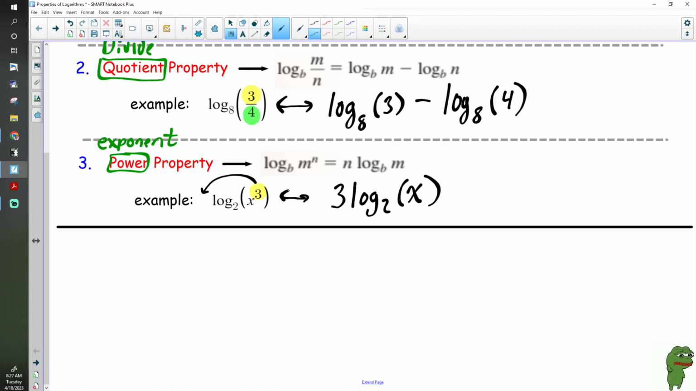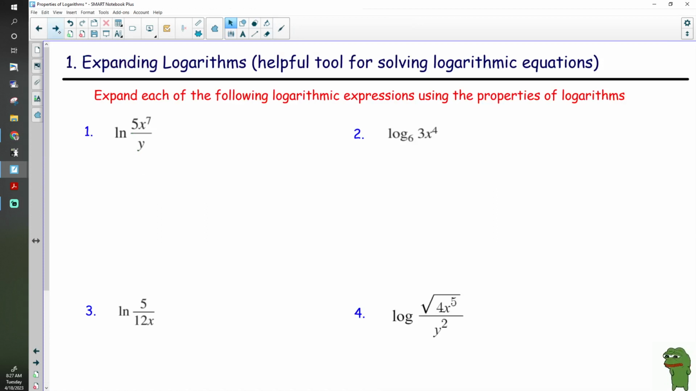So we're going to practice the properties so that next topic, when we solve logarithms, we can do it using expanding and condensing. So we're going to start off with 4. We might say 4 is a little extra. But we're definitely doing 1, 2, and 3. Expanding and condensing. So starting with expanding.